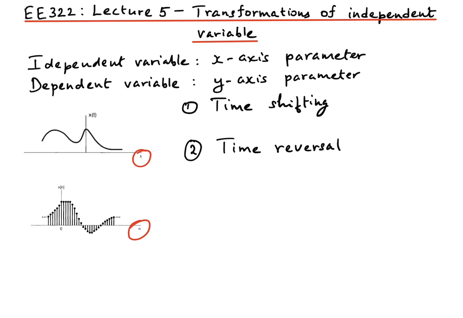Now, time reversal is basically indicating that the axis of the independent variable is going to be reversed. Normally we have the origin in the center, and the time to the right of the center is the positive time axis, and to the left is the negative time axis. But in time reversal, we're just going to rotate this time axis by 180 degrees, so that the positive time axis goes to the left hand side and the negative time axis comes to the right hand side.